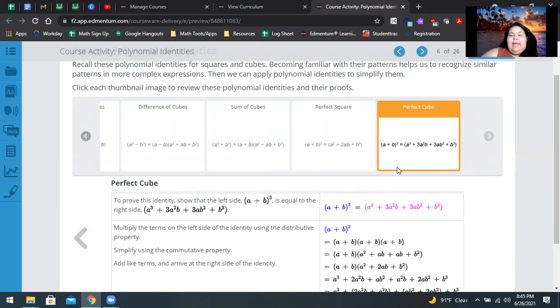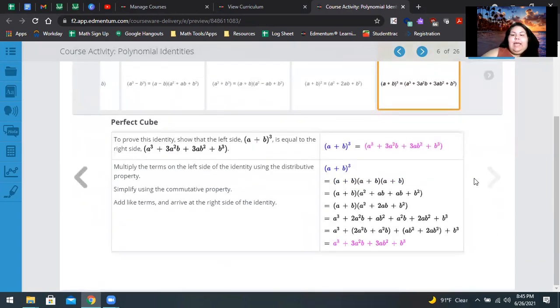Then we have the perfect cube, and that is very similar. Actually, perfect cube is probably the only one that's new to us. So I definitely suggest that you should have that written in your notes, just in case we encounter that within the next couple of slides. So let's go ahead and move into slide 7.